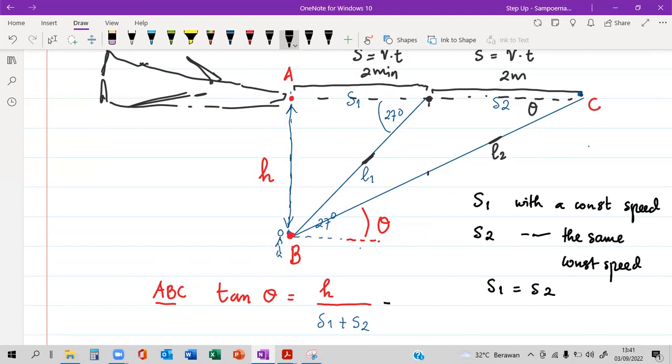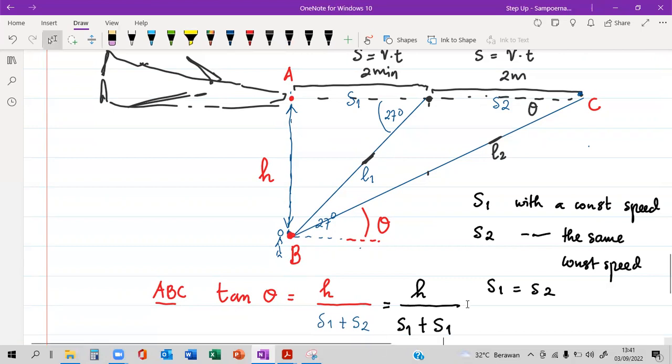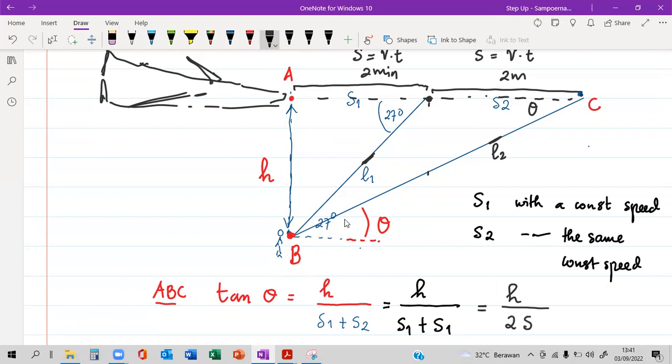So I can therefore write tangent theta as H divided by S1 plus S2, and I'm going to rewrite it as S1 plus S1. Altogether, my tangent theta is just H divided by 2S1. So far so good?